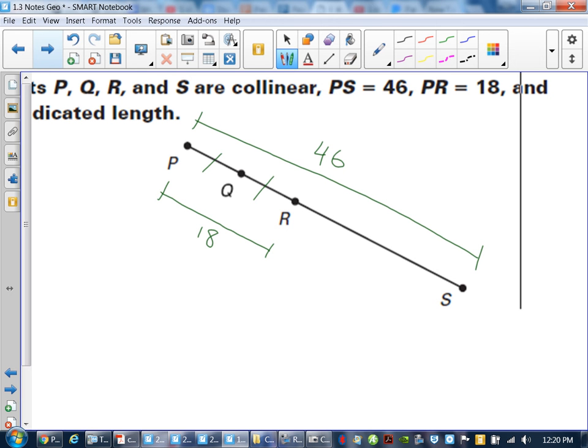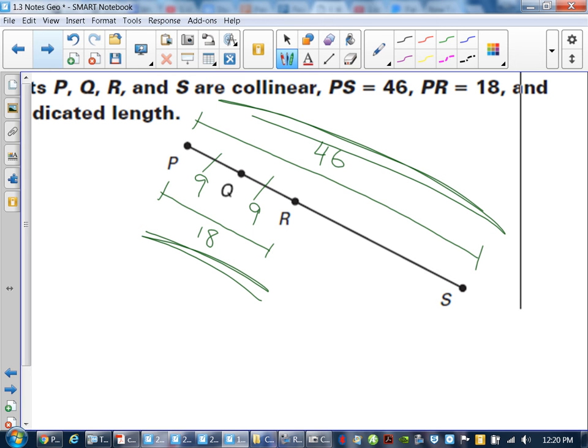So if two segments are the same length, and they add up to 18, what are they both? 9. Very good. Pretty easy, straight math there. These are both 9s. Now, if this chunk from here to here is 18, and the whole thing is 46, what do you do to figure out RS? You subtract. Very good. So if I take 46, subtract 18, what do you get? 28. Good.